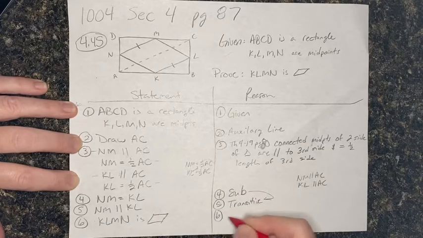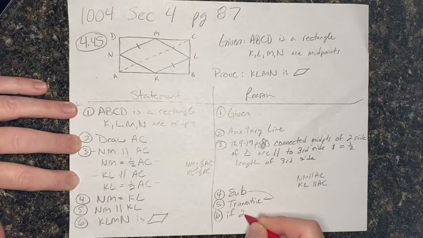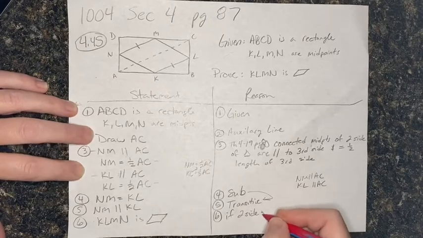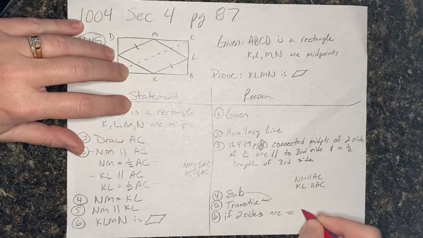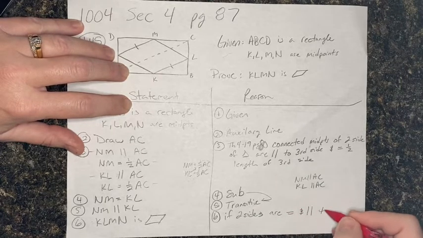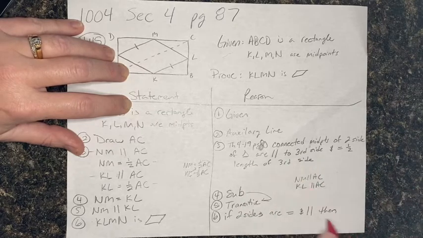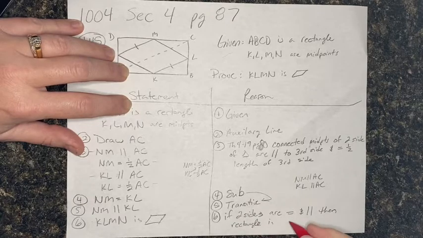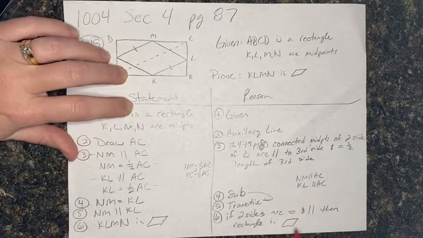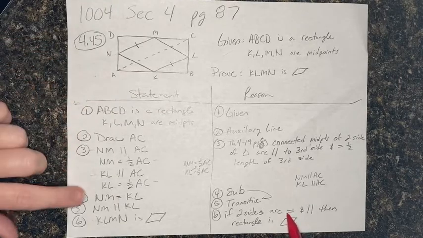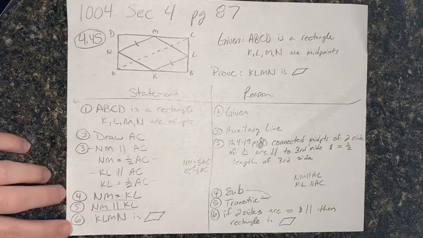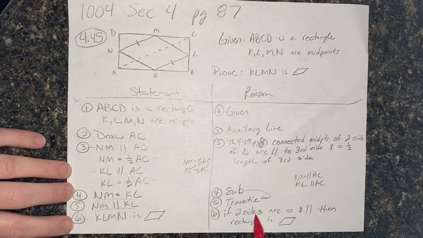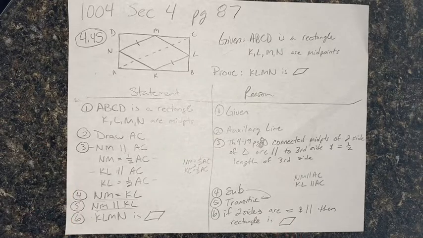And we can say that that's true because if two sides are equal and parallel, then the quadrilateral, or in this case, the rectangle, is a parallelogram. Remember, if two sides are equal, which we proved them to be equal here, and parallel, which we proved them to be parallel here, then we can say that this is a parallelogram.